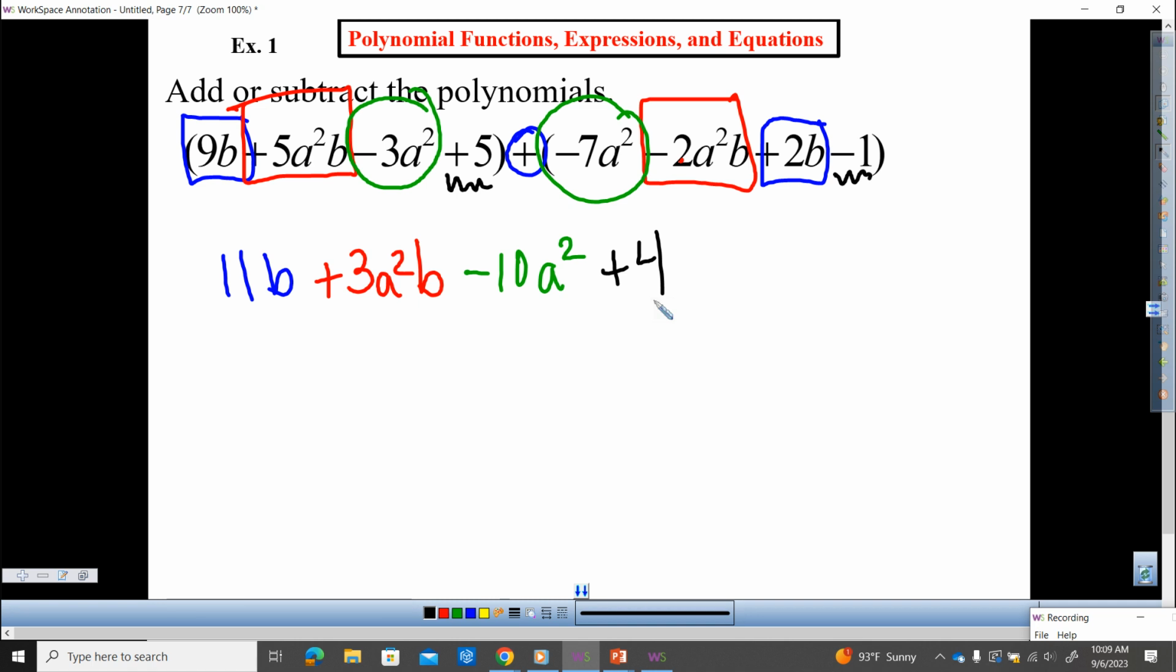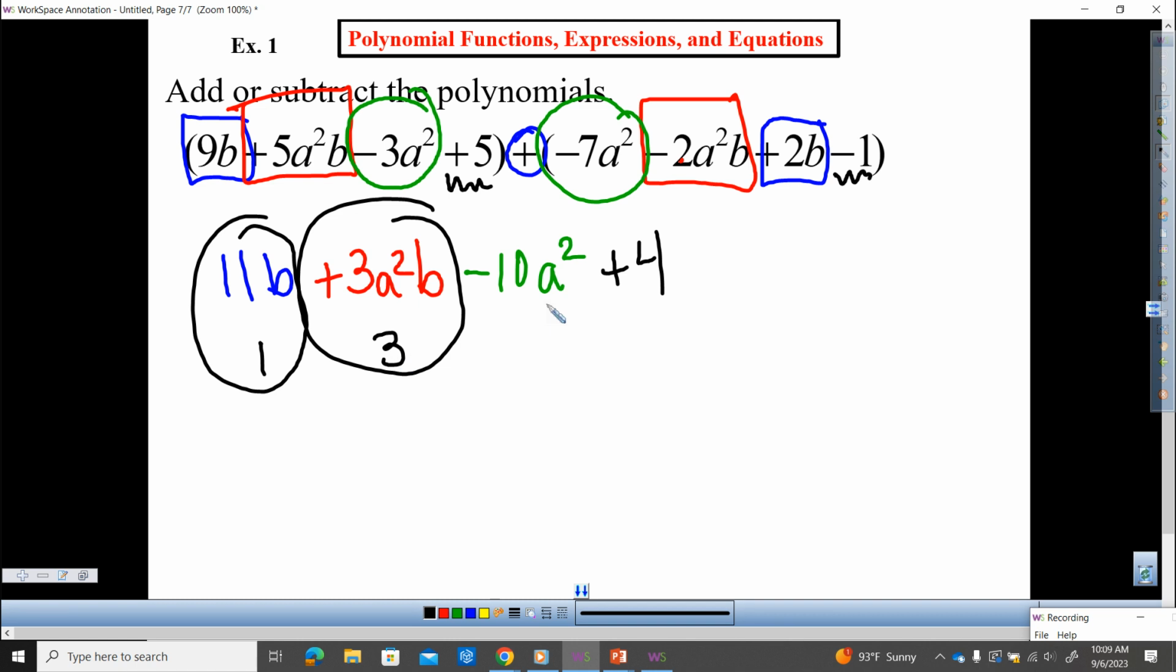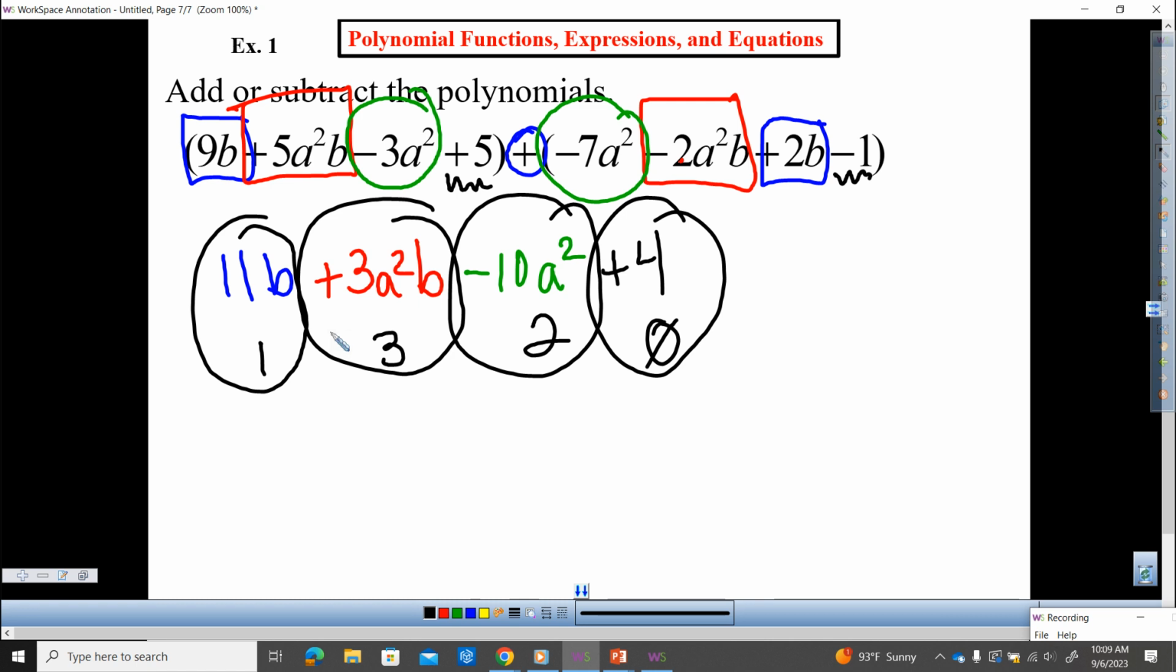No. Tell your neighbor what you need to do next. What do we need to do next? Order them from highest to lowest degree. So here we go. What degree is this term? 1. How about this one? 3. How about this one? 2. How about this one? 0. Now, some of you are still a little confused. We're just going by the exponents on the variables. See the variable here? What is the exponent? 1. That's why it's 1 degree. Variables right here. What is the exponent here? 1. What is 1 plus 2? 3. This one, 2. No variable, 0.